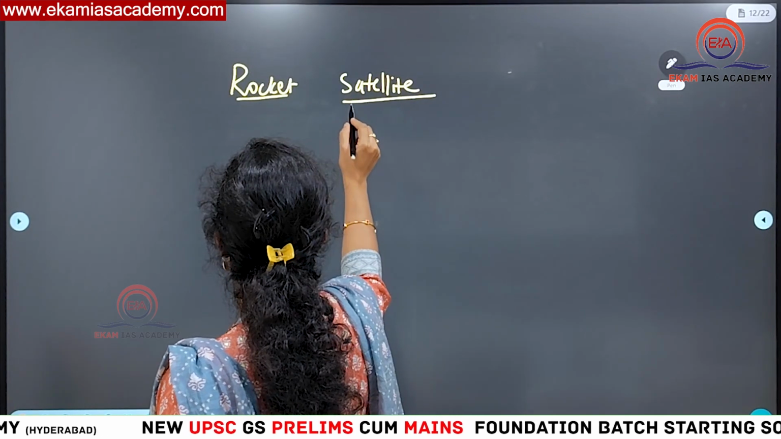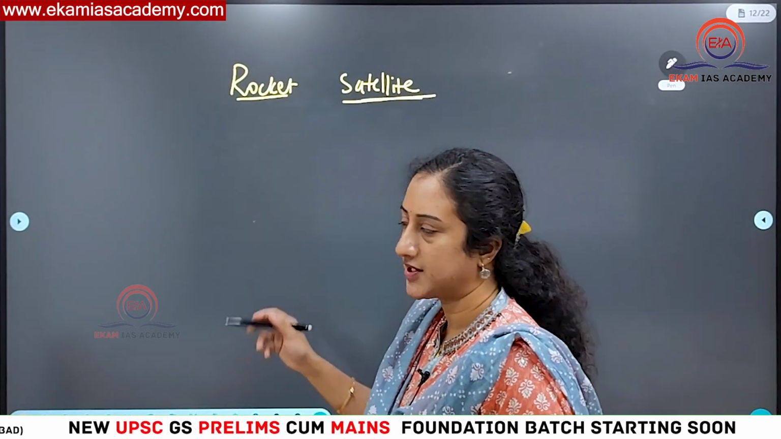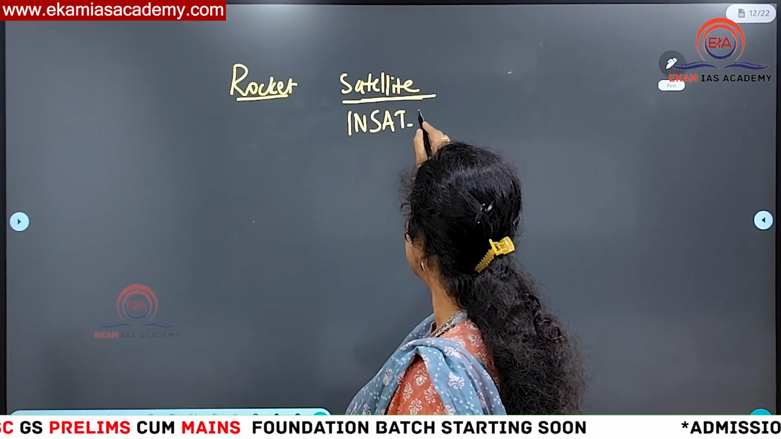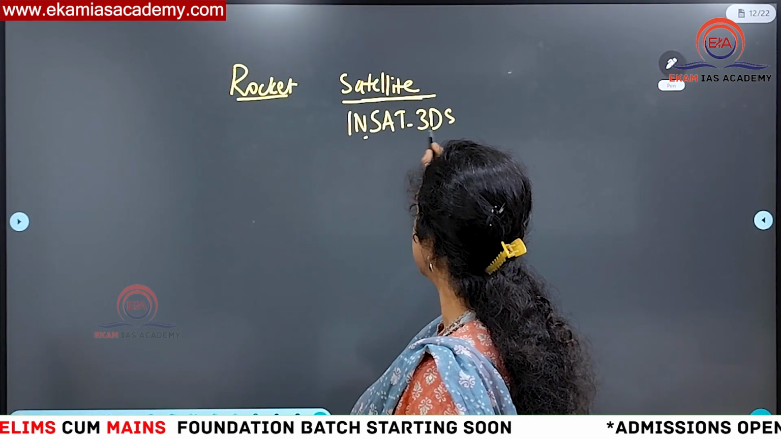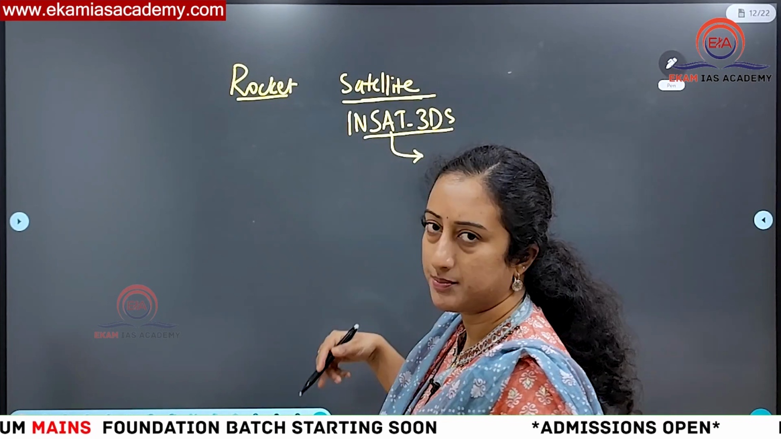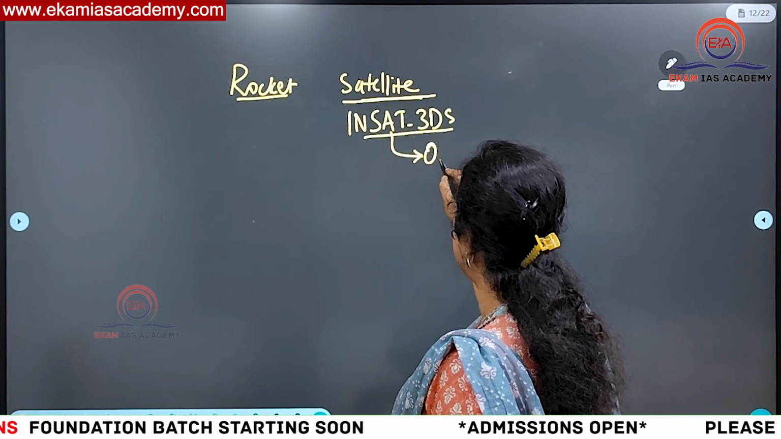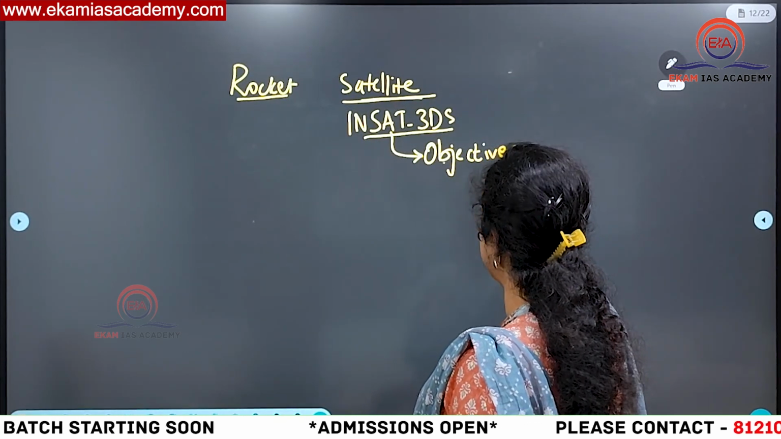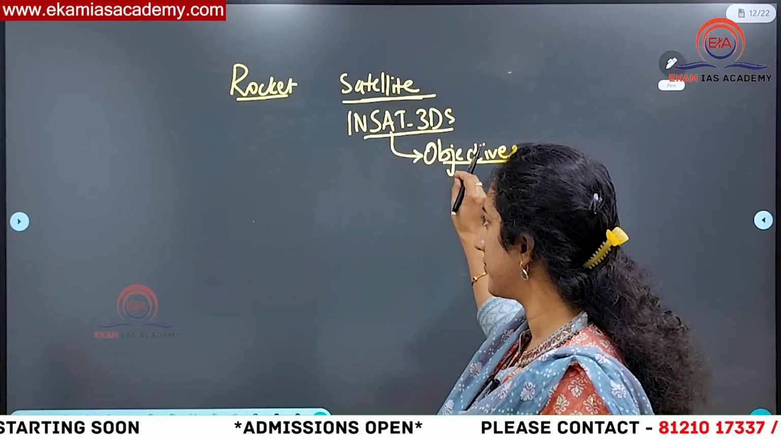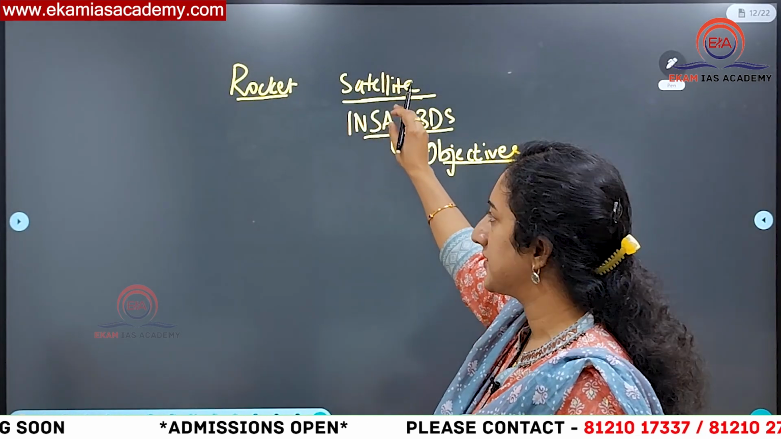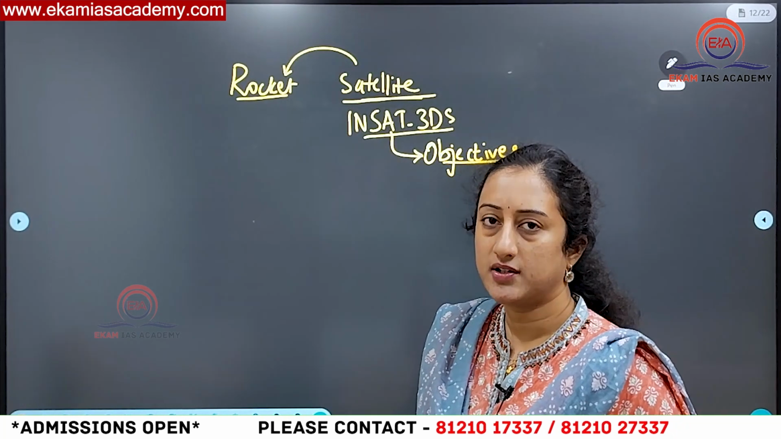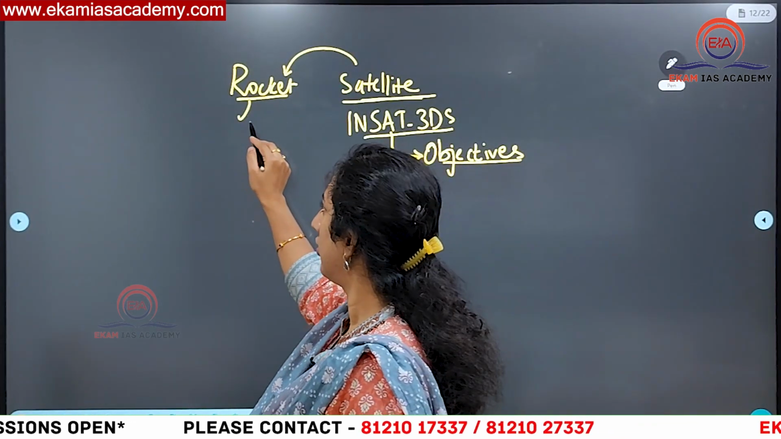So this satellite means for what purposes? For example, in this case, we are going to discuss INSAT-3DS. This is the satellite, which is going to give us some purpose, or it is going to fulfill the mission objectives, whatever purpose it was built for, those purposes and objectives will be satisfied by placing this satellite. Who will place this satellite? That satellite will be placed in the designated orbit by this rocket or launch vehicle.